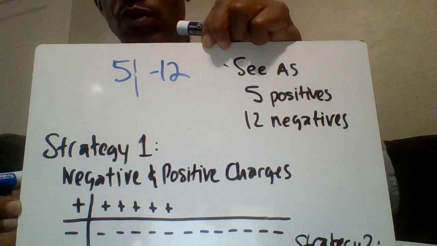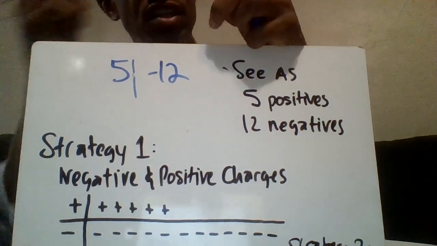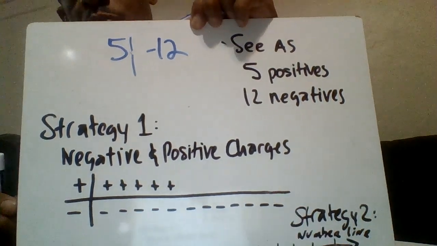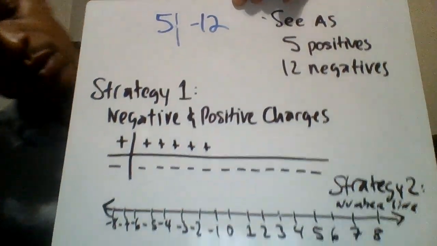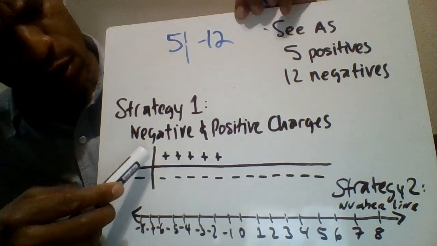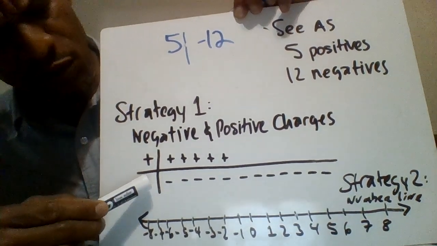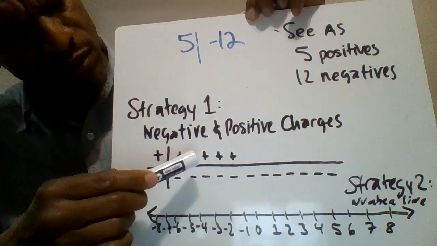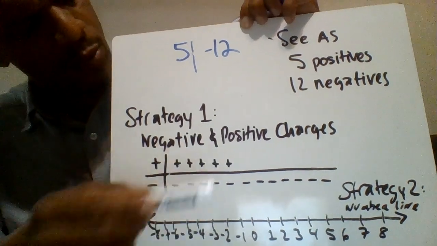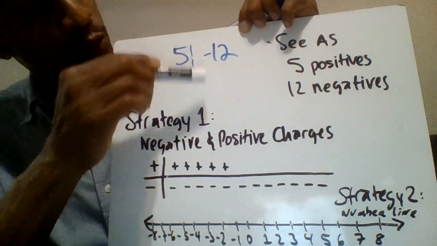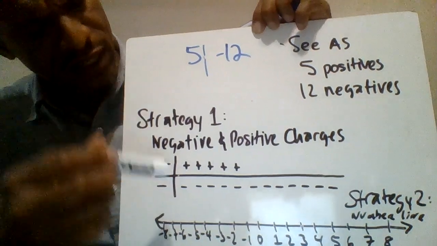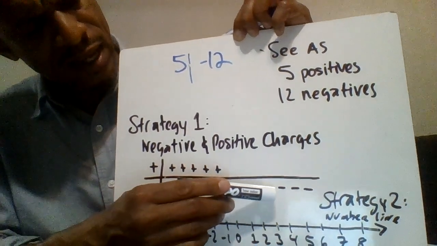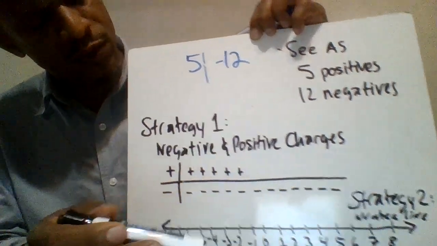So the first strategy that we can use here, where we think of these as negatives and positives and not like addition and subtraction, is the idea of negative and positive charges. So you'll notice here, for positive 5, I put the little positive charge and negative charge here on the little charge table, but I have 5 positives, or positive 5. So 1 positive, 2 positive, 3 positive, 4 positive, 5 positive. You'll notice here my little separation line helped me out that I have 12 negatives. 1, 2, 3, 4, 5, 6, 7, 8, 9, 10, 11, 12, 12 negatives.